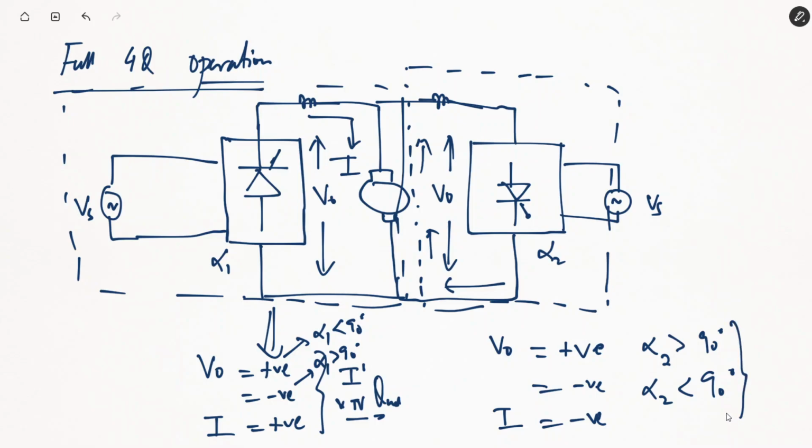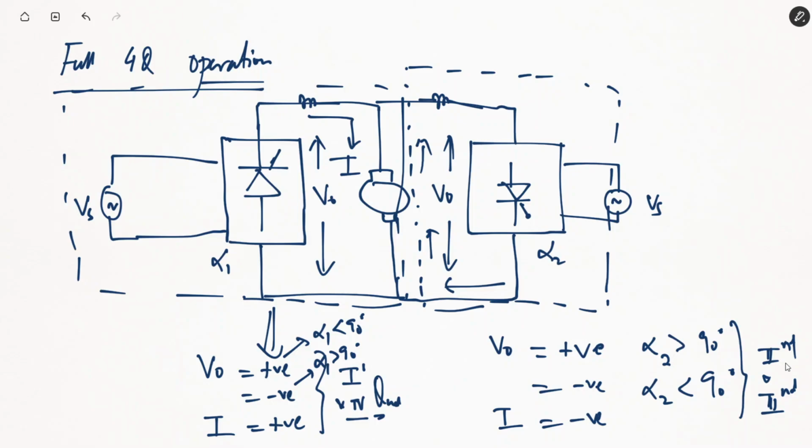So with a positive voltage and with a negative voltage and a negative current, what we are doing is that we can make the motor operate in the second and third quadrant as well. So the only thing here is that you have to choose the firing angle alpha 1 for the first converter. It can be either less than 90 or greater than 90 for first quadrant and fourth quadrant operation respectively. And for the second rectifier, we have to choose alpha 2 greater than 90 or less than 90 for second and third quadrant operations respectively.